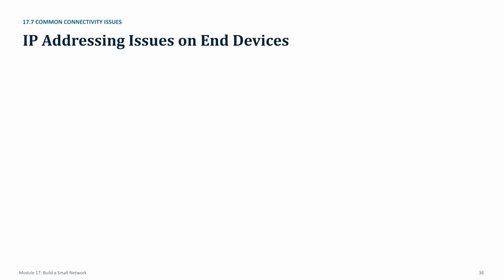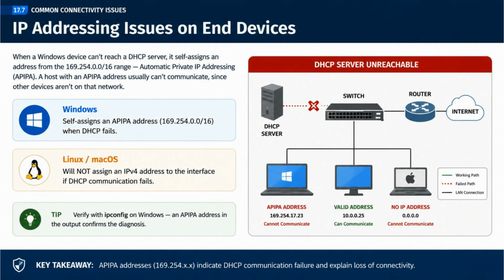When a Windows device can't reach a DHCP server, it self-assigns from the 169.254.0.0/16 range. APIPA, Automatic Private IP Addressing. A host with an APIPA address usually can't communicate at all, since no other device is on that address range. Important OS difference. Linux and Mac OS will not self-assign in this scenario. They simply won't get an address. Verify with ipconfig on Windows. Seeing an APIPA address in the output confirms the diagnosis immediately.